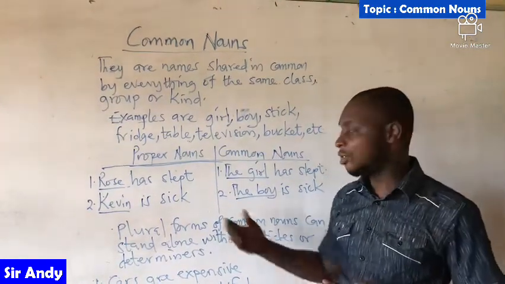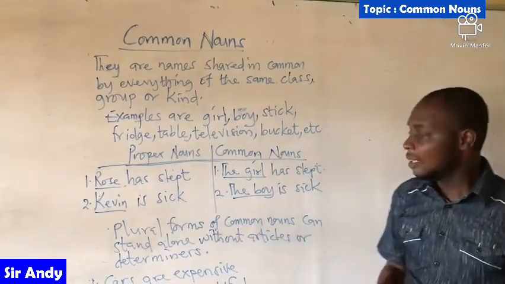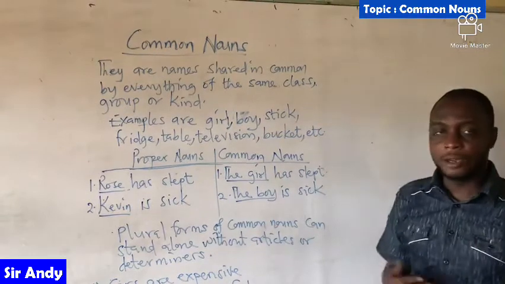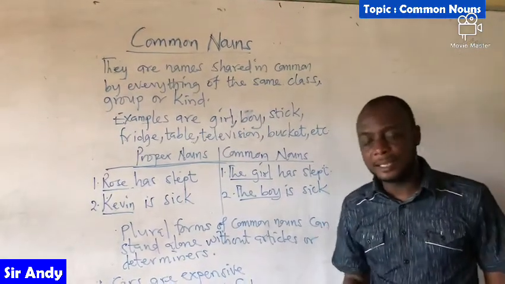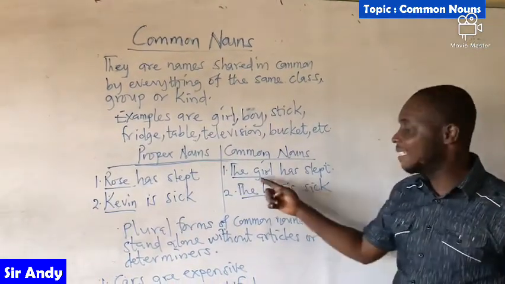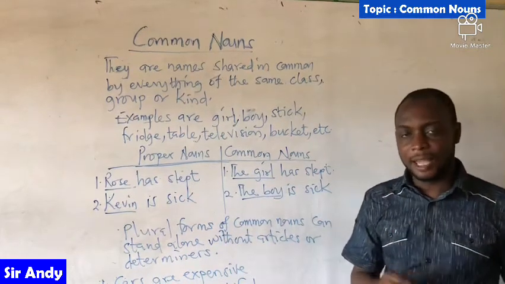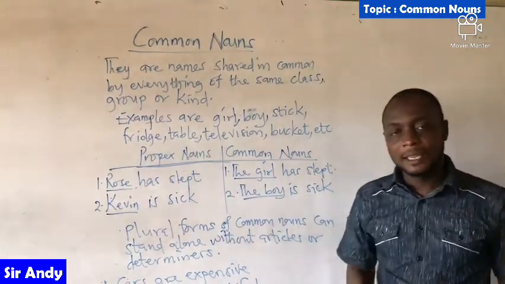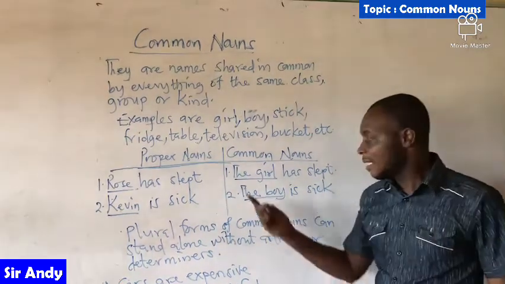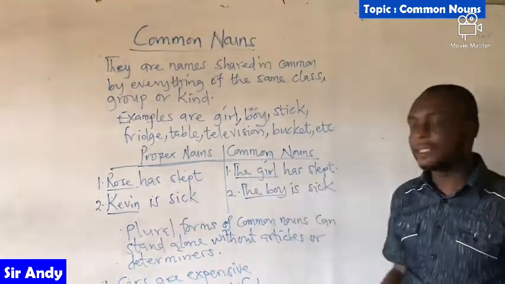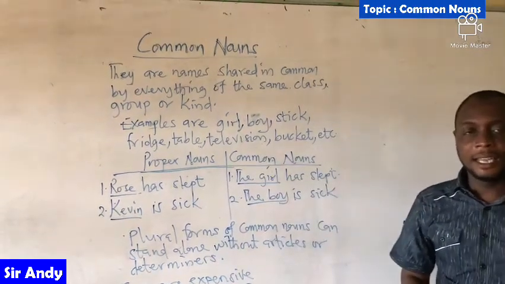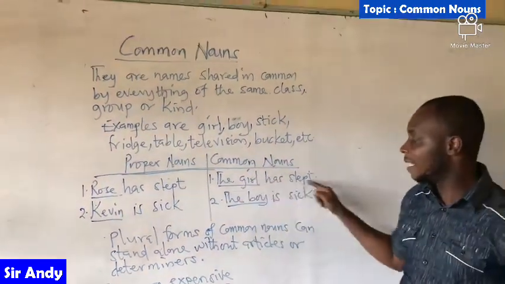So if you are to change this to the singular form, we cannot say "Girl has slept." We can't say that. But we should begin the girl with the definite article there. And therefore it becomes "The girl has slept." That is why we have the definite article preceding the girl here.